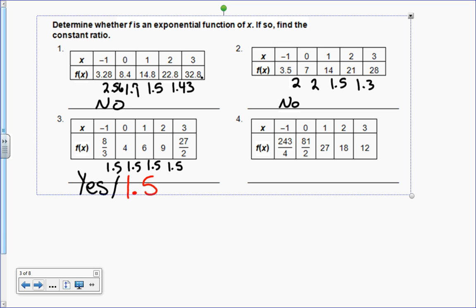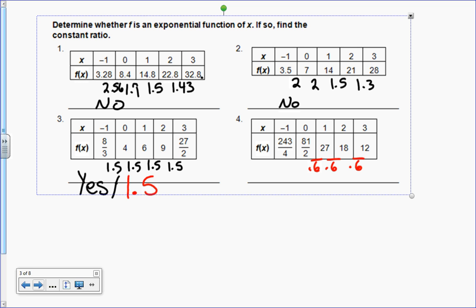Okay, you look at the next one. You go 12 divided by 18. You get 0.6 repeating. 18 divided by 27, you get the same thing, 0.6 repeating. 27 divided by 81 over 2, it becomes 2/3, which is the same thing, 0.6 repeating. And then you've got 81 over 2 divided by 243 over 4. And you get 2/3 again.